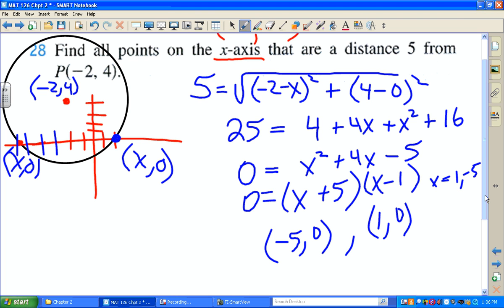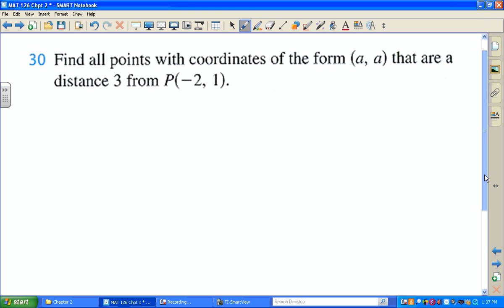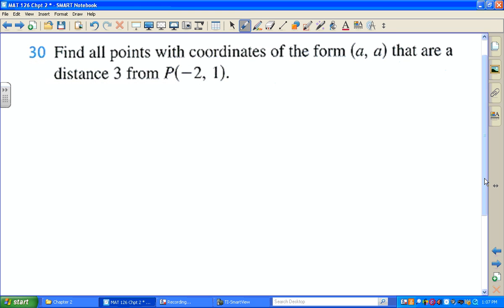Questions? You notice how the plain old distance formula and midpoint formula are getting kind of a new look? I think there's one more to do. Then we're done. Find all points with coordinates AA that are distance 3 from negative 2, 1. So that means negative 3, 4 doesn't work, negative 2, 4 doesn't work, and negative 5, 1 doesn't work. X and Y have to be the same. We'll give it a minute.